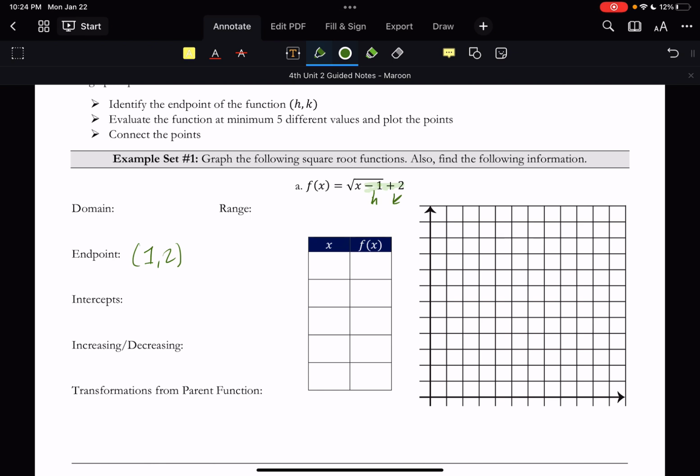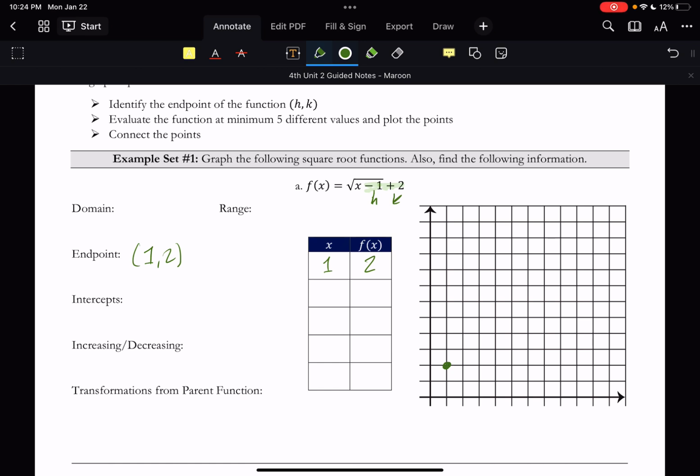So I can go ahead and plot that, x1, y2. That's going to be my starting point. So now again, you want to think about the perfect squares and what we can get our x's to be in order to get the perfect squares inside of my radical. So I've identified my endpoint.